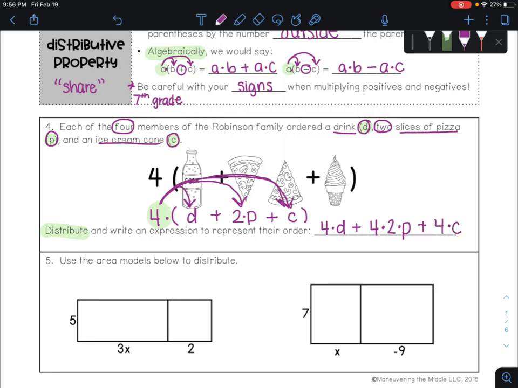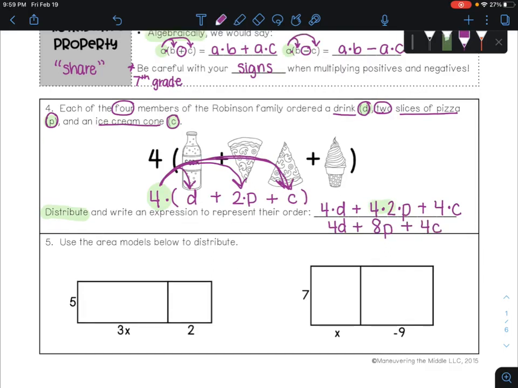Now, that is not simplified in the most official way that we would write it. So I'm going to do one more step. It would technically be okay the way that we've written it. So 4 times D would be 4D, plus 4 times 2 times P. Well, 4 times 2 is just 8, and then P, plus 4 times C is 4C. So what might we use this expression for?